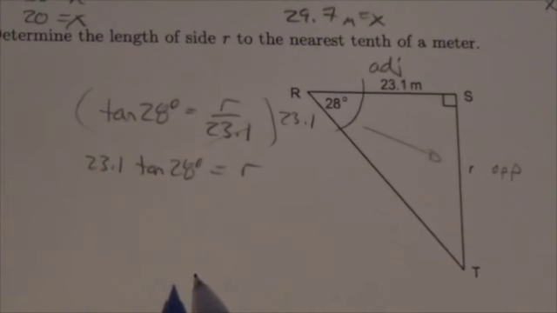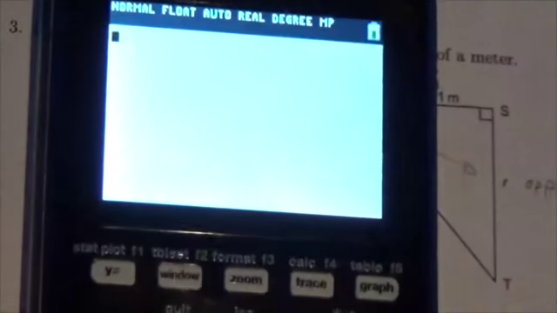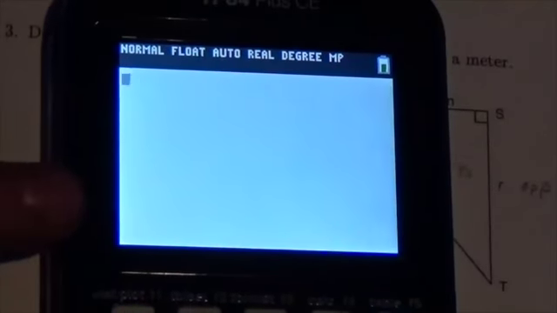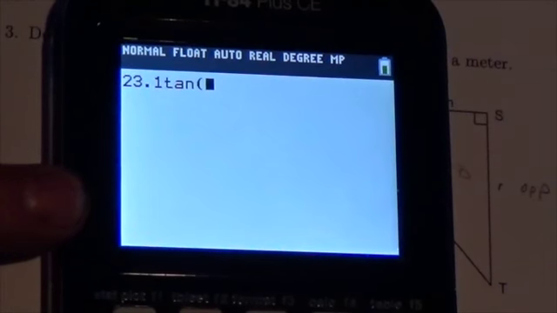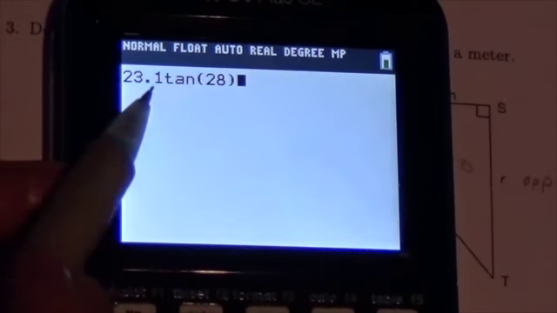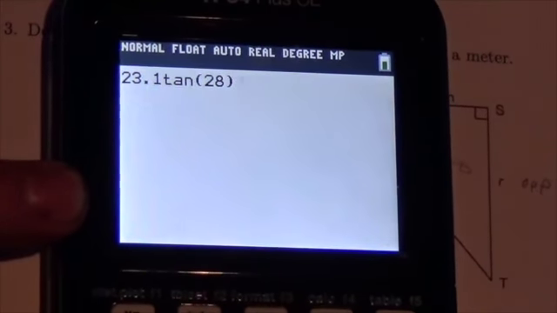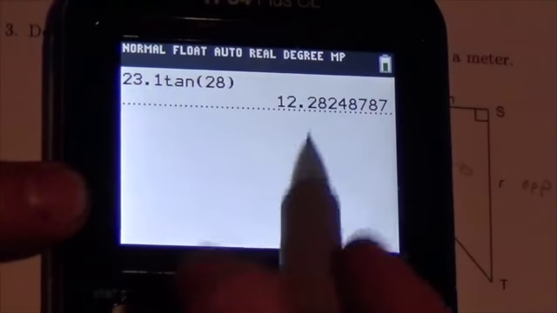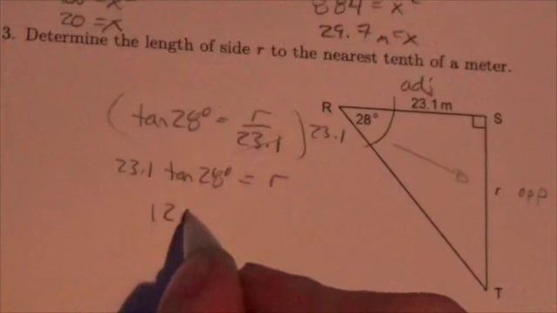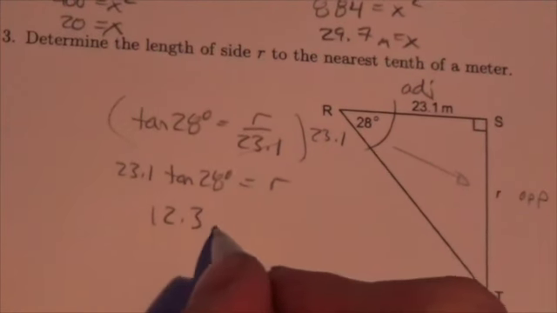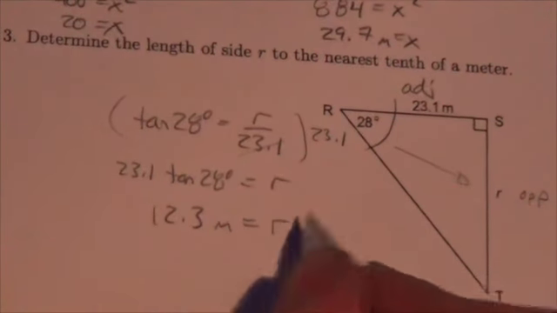So on my calculator, I'll show it to you here. I'm going to enter in 23.1 times the tangent of 28. Not the inverse tangent, the actual tangent, because that's going to give me the proper ratio between the opposite and the adjacent. Press enter, and we're getting 12.3 when we round that to the nearest tenth. 12.3, whatever the units are, in this case it's meters. And there's my r.